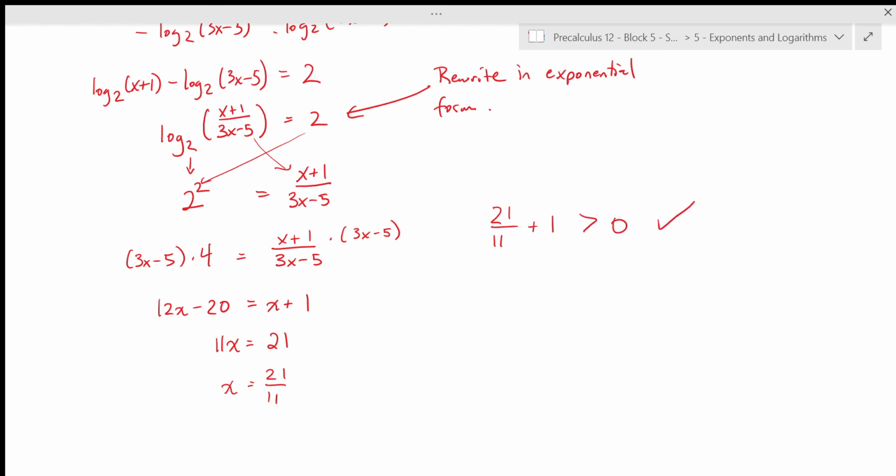That's okay. And 3 times 21 over 11 minus 5, is that going to be greater than 0? Well, 5 would be 55 over 11, so this is 63 over 11 minus 55 over 11, and that is going to be greater than 0, so we're okay there as well. So that all will work out. But we do have to be careful, because if we ended up with a negative inside the logarithm, we wouldn't actually be able to use that solution.